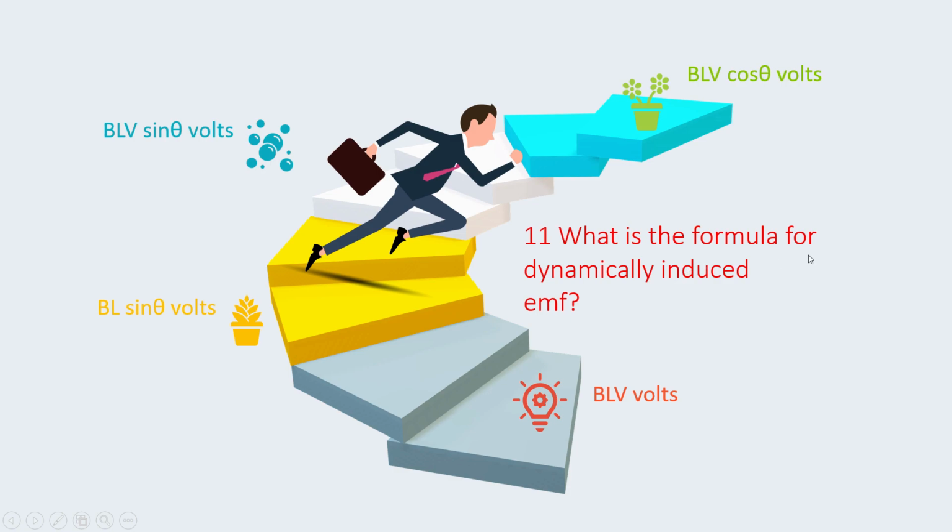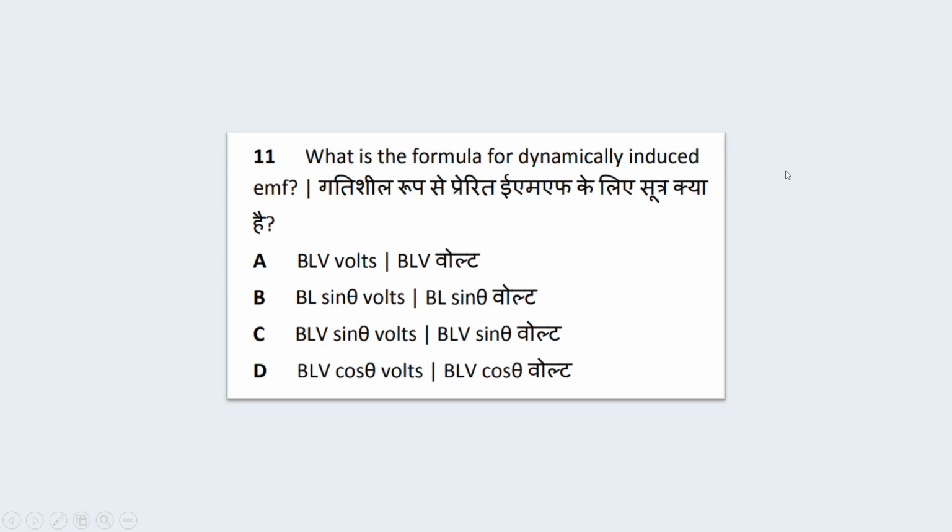What is the formula for dynamically induced EMF? BLV, BL sin theta, BLV sin theta, BLV cos theta. The answer is BLV sin theta, in volts.